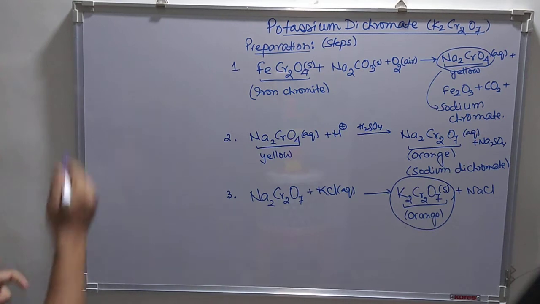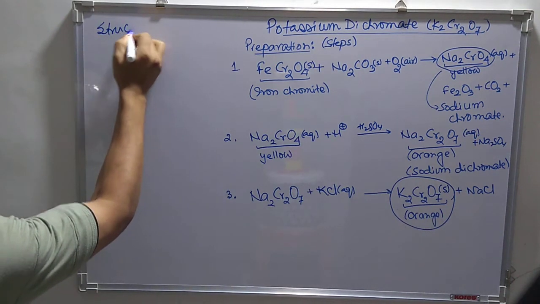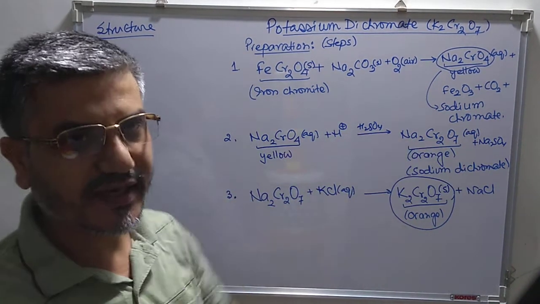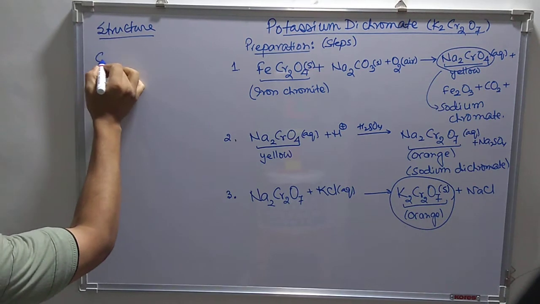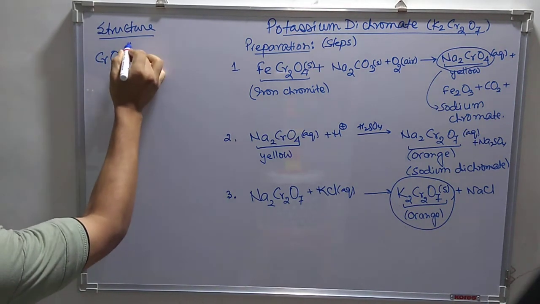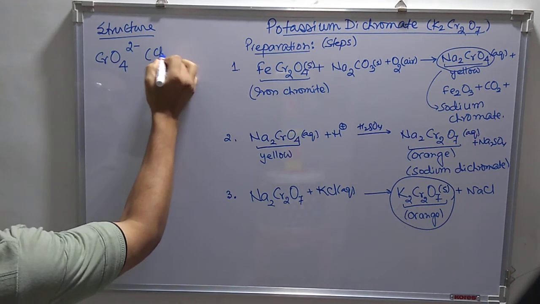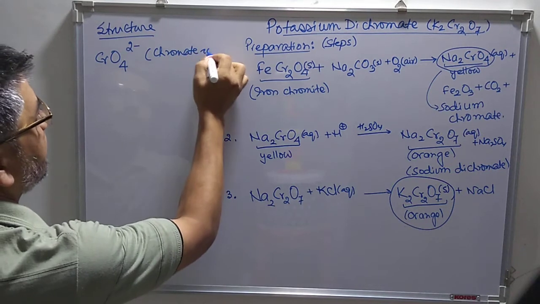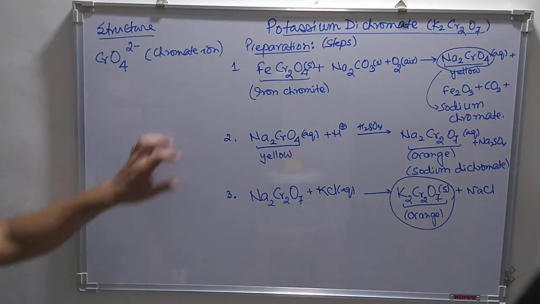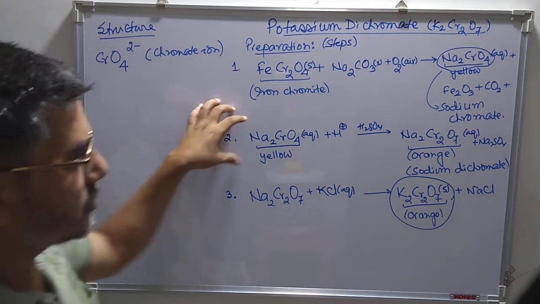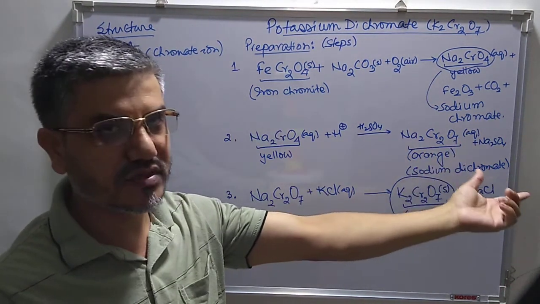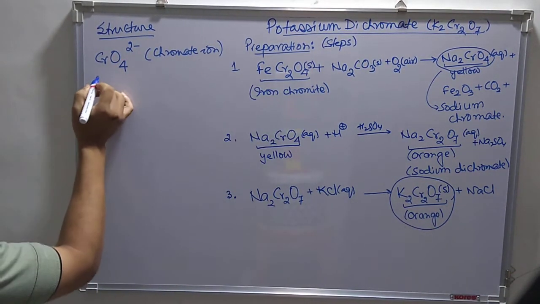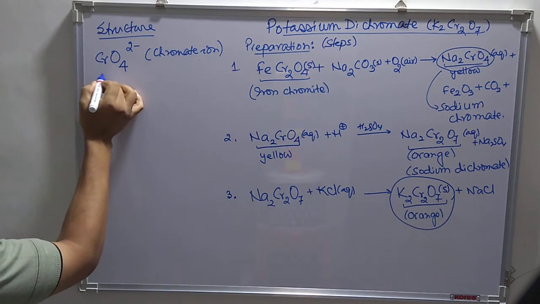Then coming to the structure. The structure of this oxoanion will have CrO4 2-. This is chromate ion. In the second step of this reaction, we convert this chromate ion into dichromate, that is Cr2O7 2- from CrO4 2-. I'll discuss how this exists at two different pH. First, coming to this chromate ion.